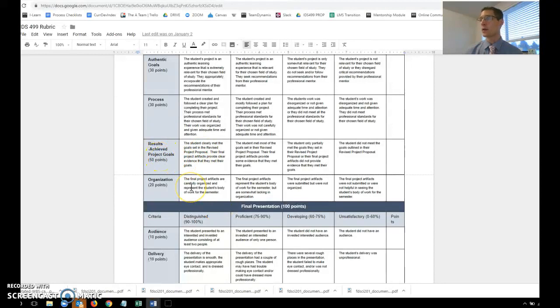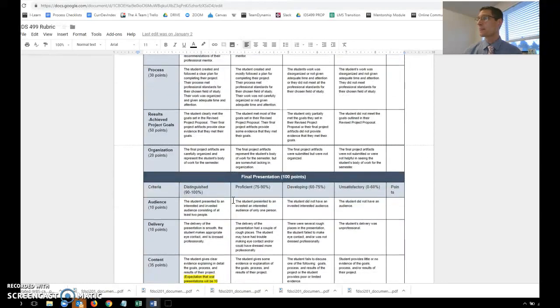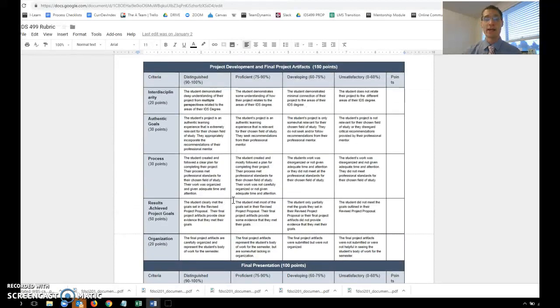And then the organization. When you turned in your project artifacts via iLearn, were they organized in a way that was easy to know what they were? Did you provide the context needed for me to be able to understand what it is that I was looking at? So hopefully that gives you a much better explanation of how you're going to be graded for the final. I wanted to get that out to you now to be completely transparent so that you know how you're being graded and can prepare for that.